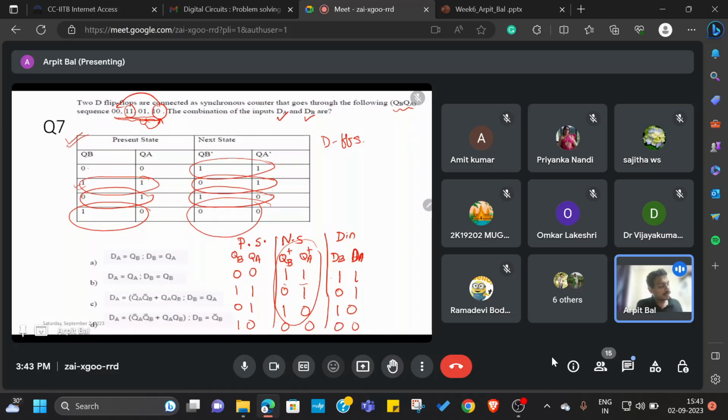Now we have to mention D in as a function of the present state. So what does 0 0 correspond to in binary? This is 0. 1 1 corresponds to 3. 0 1 corresponds to 1. 1 0 corresponds to 2. Now let us focus on DB. DB can be written as summation of 0, 1.